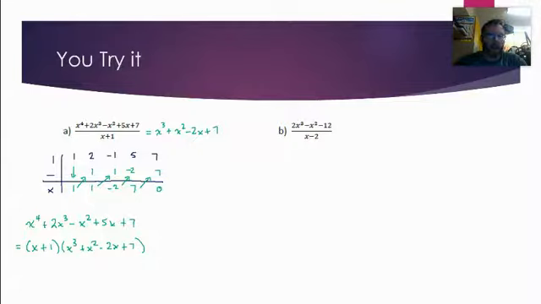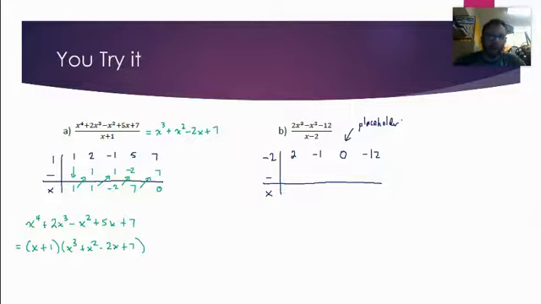Let's try the next one. I'd really encourage you to pause the video and just try it yourself. There is actually kind of a twist to this one. You'll notice that the dividend doesn't have a linear term. So how do we deal with that? Setting our table up, we're dividing by x minus 2, so we need 2 there in our prompts. And then we write down the coefficients, but you have to include a placeholder when there's no term. So placeholder 0.